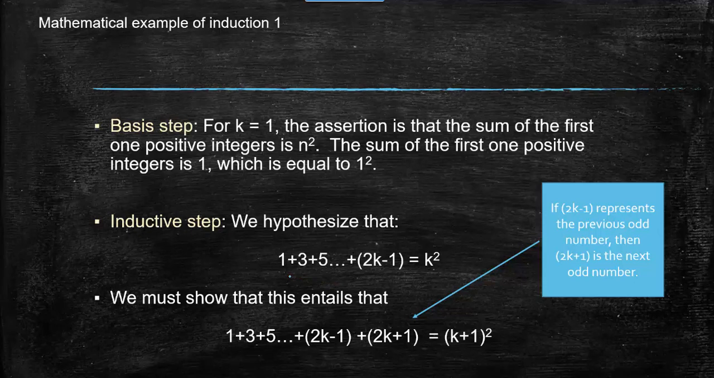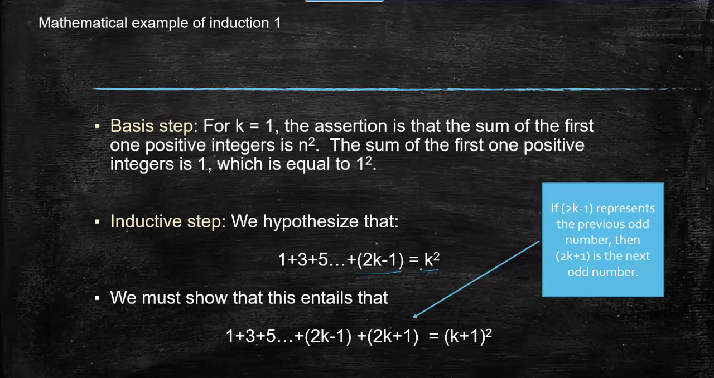What we do is we assume that this property holds for some arbitrary number k. And so we could represent it this way. We've got 1 plus 3 plus 5 up to some term, which we can represent by our formula, 2k minus 1. And so we assume that up to some arbitrary k, the relation holds that this equals k squared.